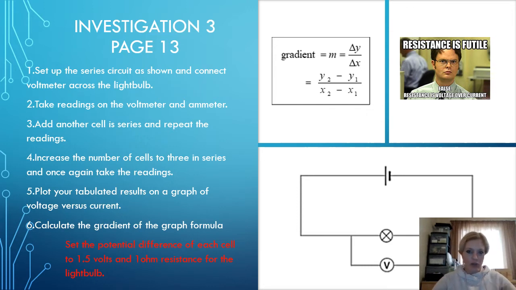I think the next slide shows a picture of a circuit with one cell. You're going to take readings with the voltmeter and the ammeter. And what we want are 3 readings for the voltmeter and 3 readings for the ammeter. Because what you're doing here is you're only adding another cell. So you're first going to take the reading with one cell, with the voltmeter and the ammeter. Then you're going to add another cell and take another reading. And then finally, you're going to add a third cell in series and take that reading again.